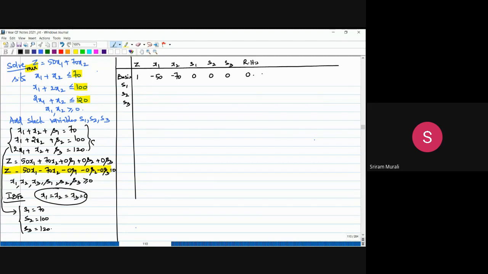What is the next step? What is the coefficient of S1? S1 means this equation. There is no Z, so 0. It is 1, 1. Both are 0. Right hand side is 70. Then the S2 equation means you should take this: 0, 1, 2, 0, 1, 0, 100. The next is this: 0, 2, 1, 0, 0, 1, and then 120.